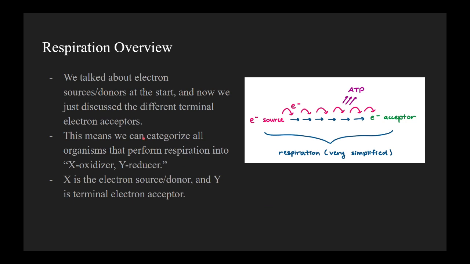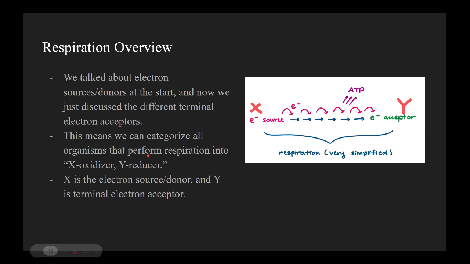So if we really, really simplify down respiration, we can view it as starting with an electron source, passing those electrons through various redox reactions, and finally those electrons arriving at an electron acceptor that takes away those electrons, and then ATP will be created in the process. So, a very simplified view of respiration. But this is useful because that means we can now categorize organisms into an X oxidizer and a Y reducer. So what does this mean? This electron source is the X here. I'm just using variables as stand-ins, and this acceptor is the Y.